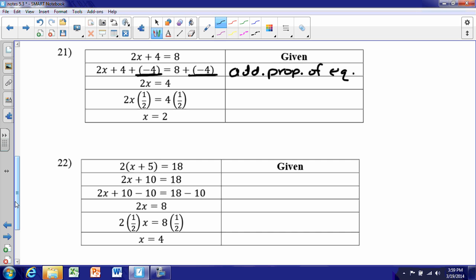Now, in the next step, it appears that they put like terms together and simplified. So remember, anytime you combine like terms or simplify, that's the substitution property.